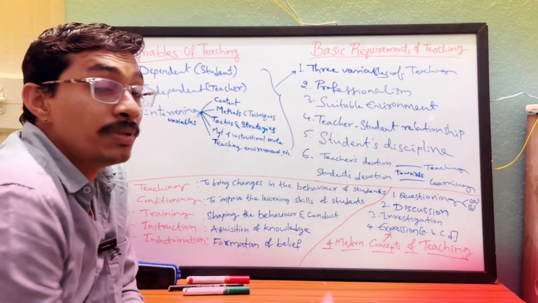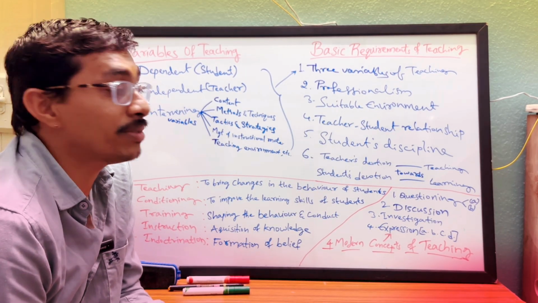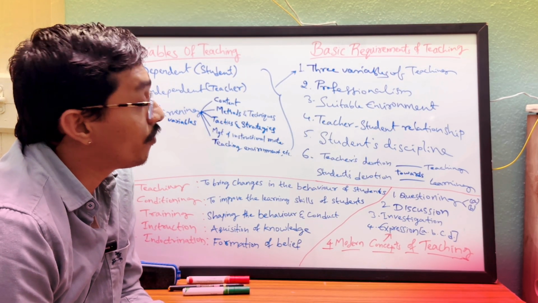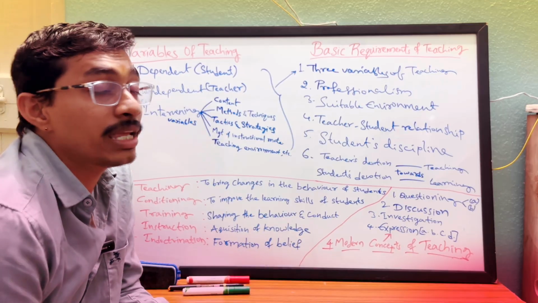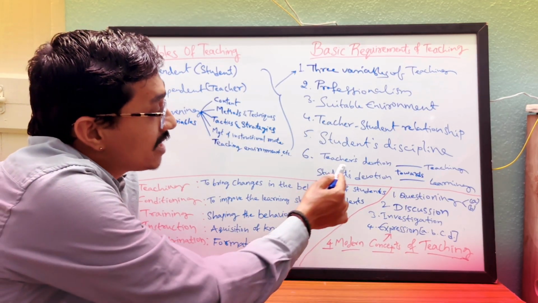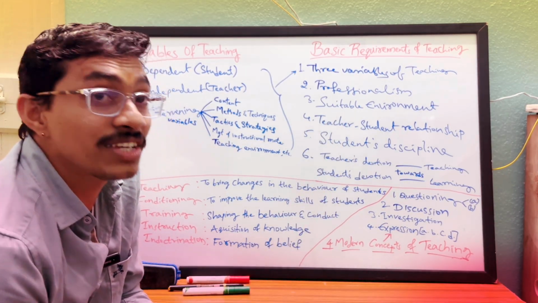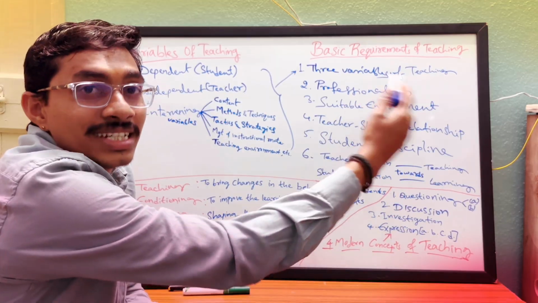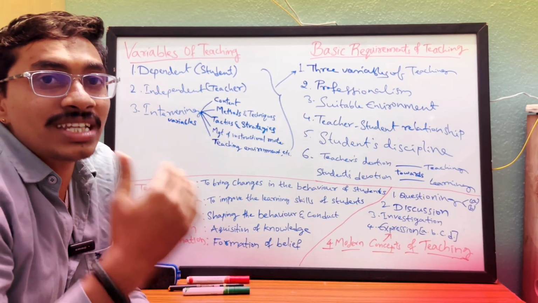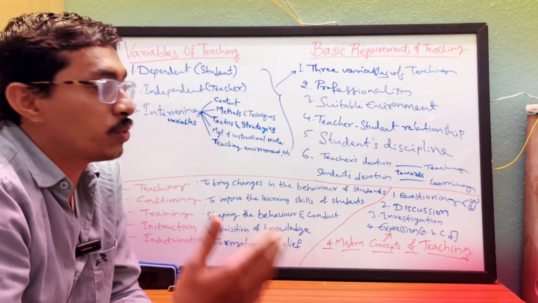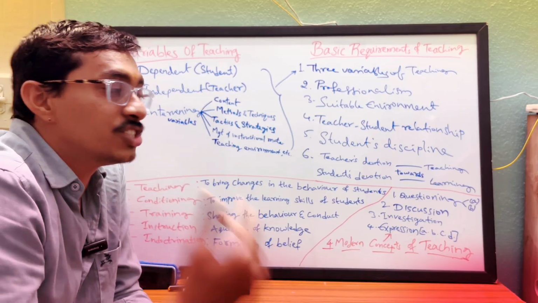Next, students' discipline. Obviously students' discipline is very much required for the teacher to guide or mentor him properly. Next, teacher's devotion and students' devotion. So teacher's devotion towards teaching. Towards the teaching profession, a teacher should be passionate or devoted to that profession or that job.